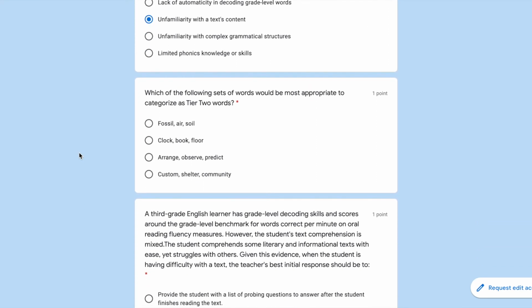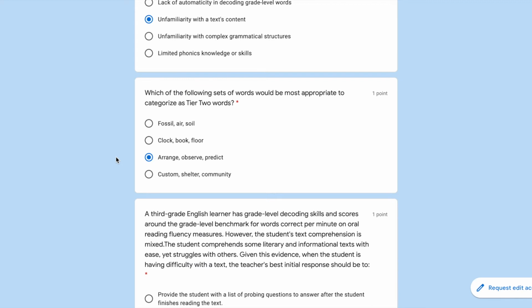The next question asks, which of the following sets of words would be most appropriate to categorize as Tier 2 words? So you're going to have to know what Tier 1, 2, and 3 words are. So let's have a look here. We have A, fossil, air, soil; B, clock, book, floor; C, arrange, observe, predict; and D, custom, shelter, community. Tier 2 words are letter C, arrange, observe, and predict.